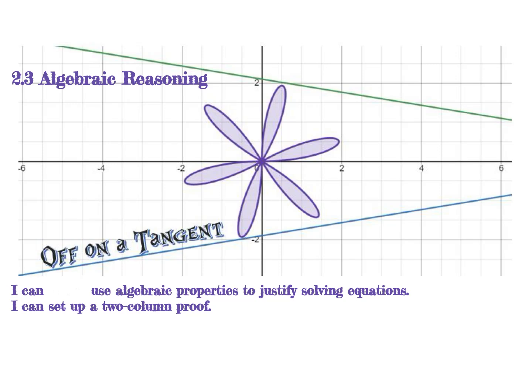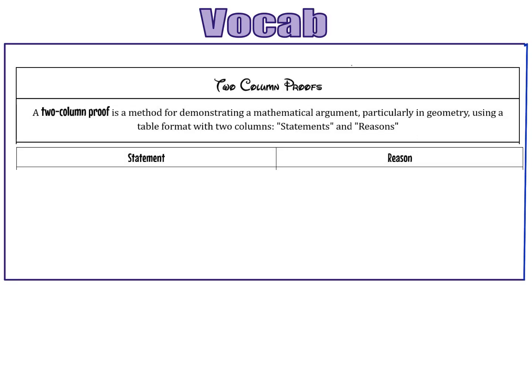Hello and welcome. In 2.3, we're going to talk about algebraic reasoning. Our objectives in this lesson are that we can use algebraic properties to justify solving equations and that we can set up and complete a two-column proof. So let's go ahead and jump right in.